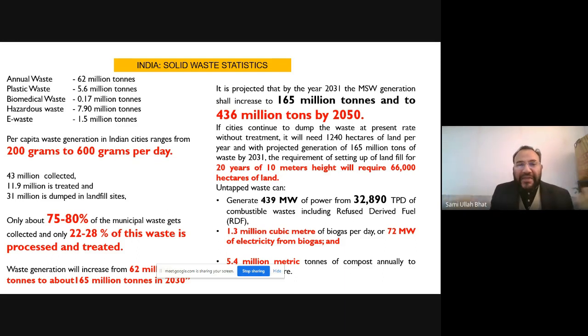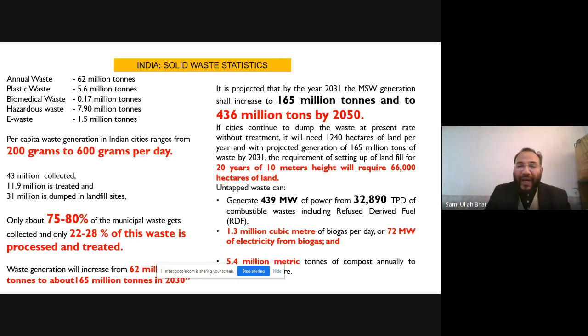Now, if cities in the Indian context continue to dump the waste at the present rate without treatment, it will need 1240 hectares of land per year, and with a projected generation of 160 million tons of waste by 2031, the requirement of setting up a landfill for 20 years of 10 meters height will require 66,000 hectares of land. Where will this land come from? Land is a very costly affair, especially in the urban and metropolitan cities. You understand the cost of land.